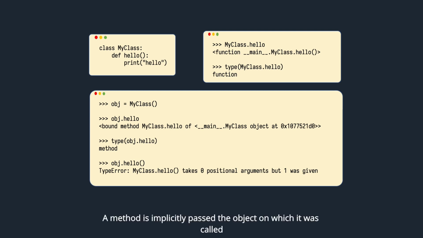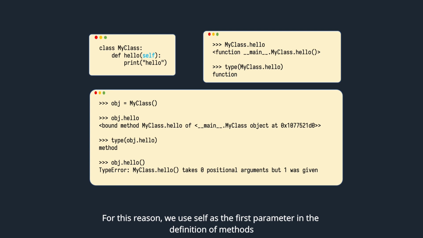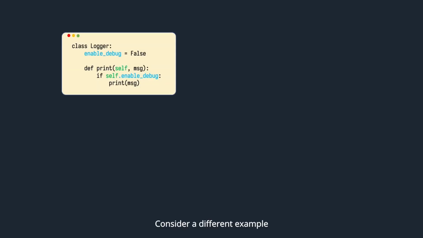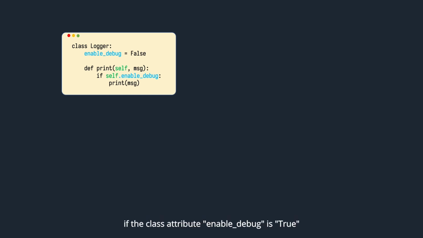A method is implicitly passed the object on which it was called. For this reason, we use self as the first parameter in the definition of methods. Consider a different example. The Logger class has a class attribute enableDebug which is set to False. The print method takes a message and simply prints it to standard output if the class attribute enableDebug is True.